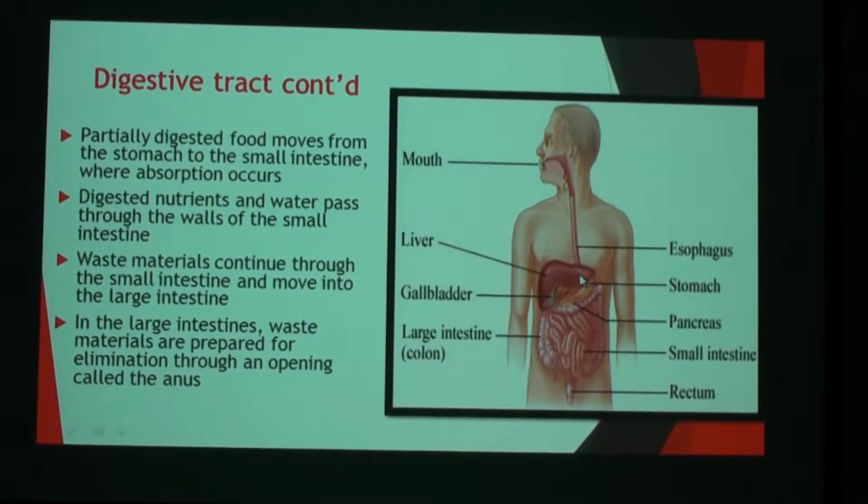So they went from the stomach to the small intestine, all the way through it, and then to the large intestine, which is right here, surrounding the small intestine. Once in the large intestine, the waste materials, which are pretty much what we don't need anymore, are prepared for elimination, and they're eliminated through an opening called the anus, which will be right here at the bottom.